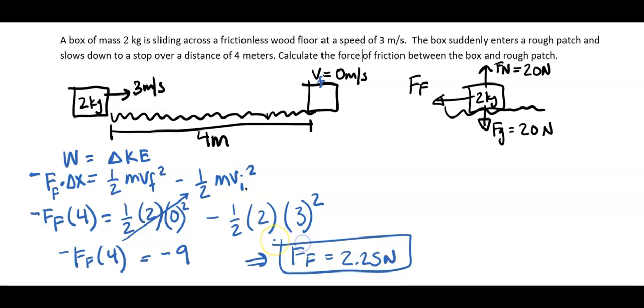And keep in mind, this just gave us the magnitude of the force of friction. We know that it is pointing left, so we can always add a negative sign if we want.